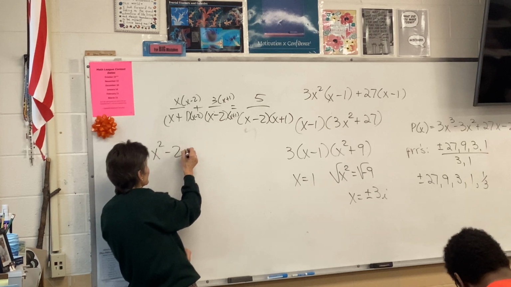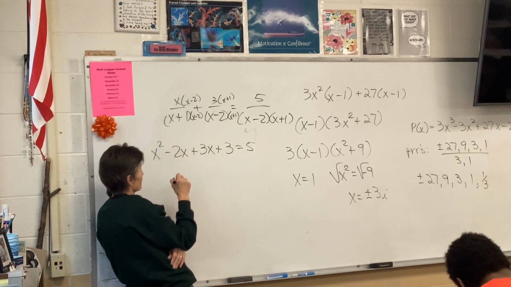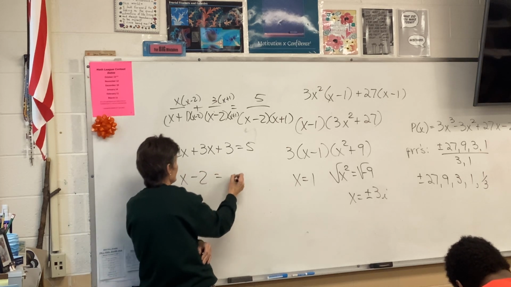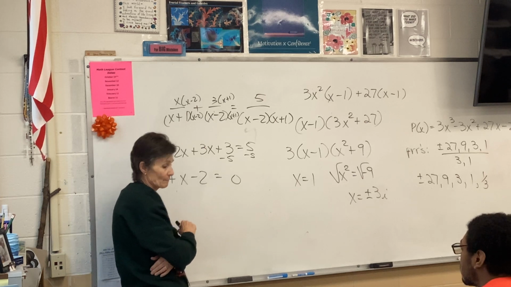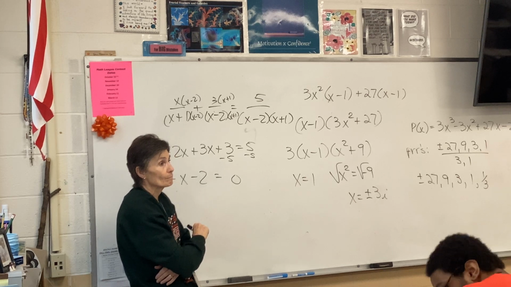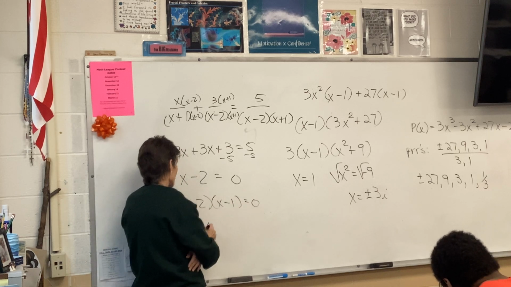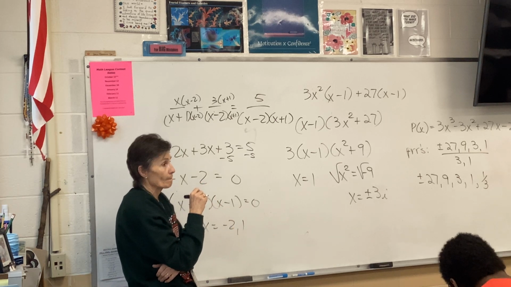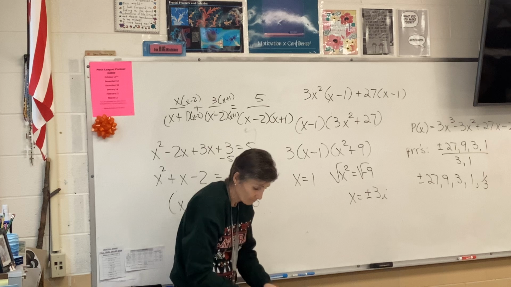So x squared minus 2x plus 3x plus 3 equals 5. x squared plus x minus 2. I'm going to go ahead and subtract that 5 over. Now what? Factor. You could also use the quadratic formula. That would probably take longer. So x equals negative 2 or 1. Yep. And those are okay, not extraneous or anything, so that's the answer.